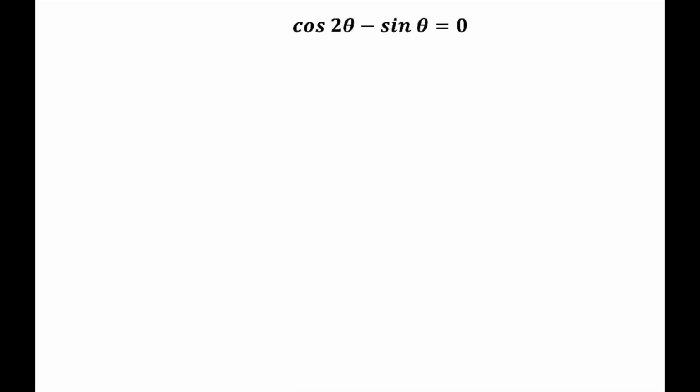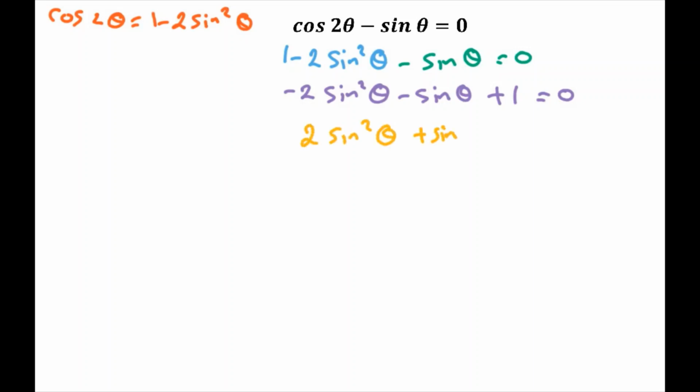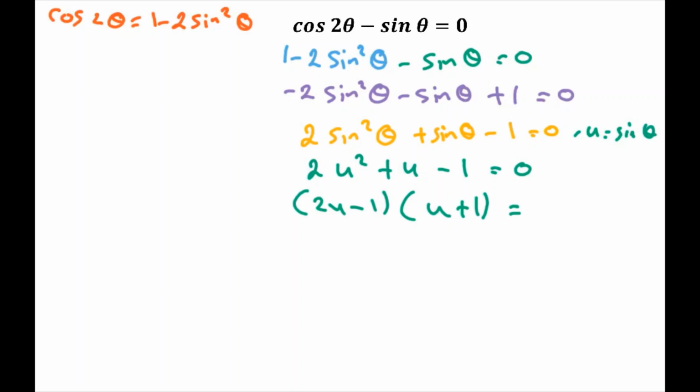Last question here. Cosine 2 theta minus sine theta equal to 0. There is again a rule for the cosine double angle. It's equal to 1 minus 2 sine squared theta. So I can substitute cosine 2 theta by 1 minus 2 sine squared theta, and then organize the equation. I prefer to multiply by negative. Now let u equal sine theta. So 2u squared plus u minus 1 equal to 0. Now you can factor. So it's going to be 2u minus 1 and u plus 1 equal to 0. So it's either u equal 1/2 or u equal negative 1.